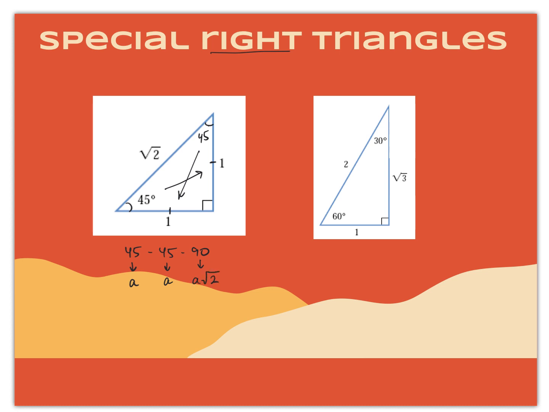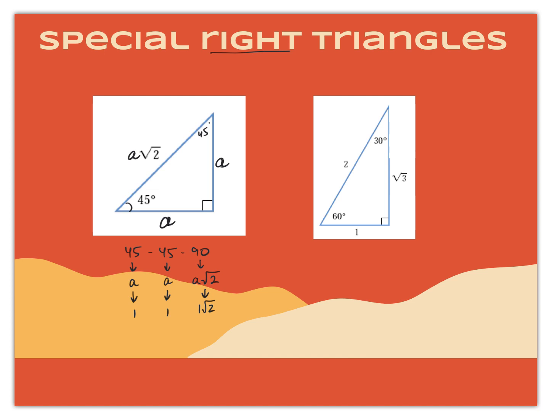So when you used to do this in geometry, you might have done something like this. You might have done A, A, and A times radical 2. And so I'm going to show you how to do it that way. But if you notice here, they use 1, 1, radical 2. All they're doing in this is substituting in. They're making A 1. So again, if A is 1, then the two legs are 1, and the hypotenuse is 1 radical 2 or just radical 2.